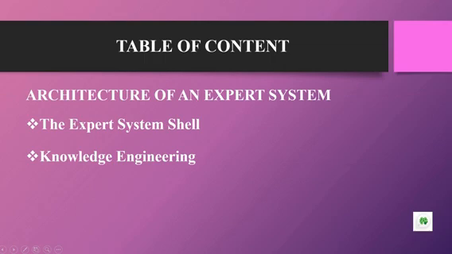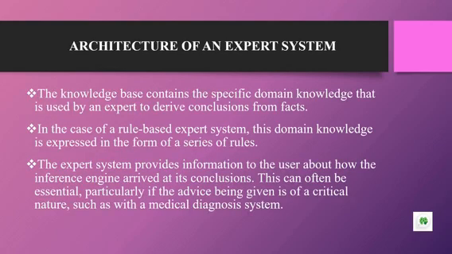This is the table of contents of the architecture of an expert system. The first one is expert system shell and the second one is knowledge engineering. These are the types of expert system architecture. This is the architecture of an expert system.